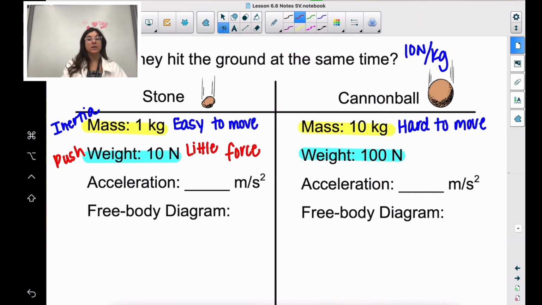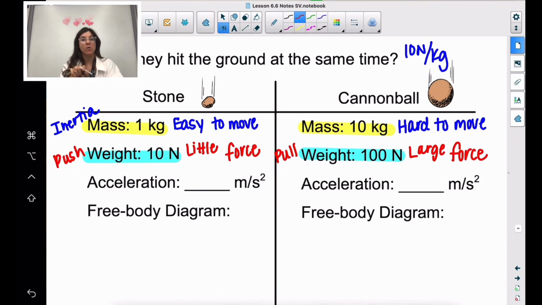So what that means is that the Earth is pulling with a large amount of force, a lot of force. It's pulling very, very strongly. That's the word I'm looking for. So there's a strong pull happening on the cannonball, whereas there's a very light pull happening on the stone.